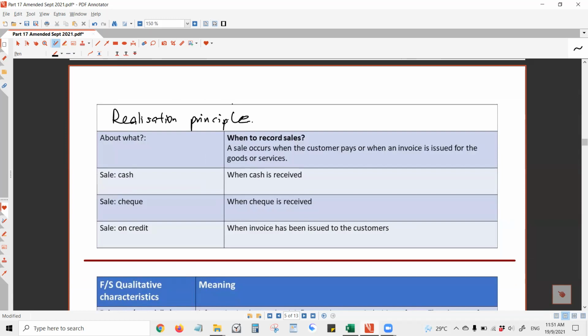This principle is very easy to understand. It tells you when exactly do you record sales in accounting. That's what this principle tells us. So why is it important? Why is it important as to when to record sales?